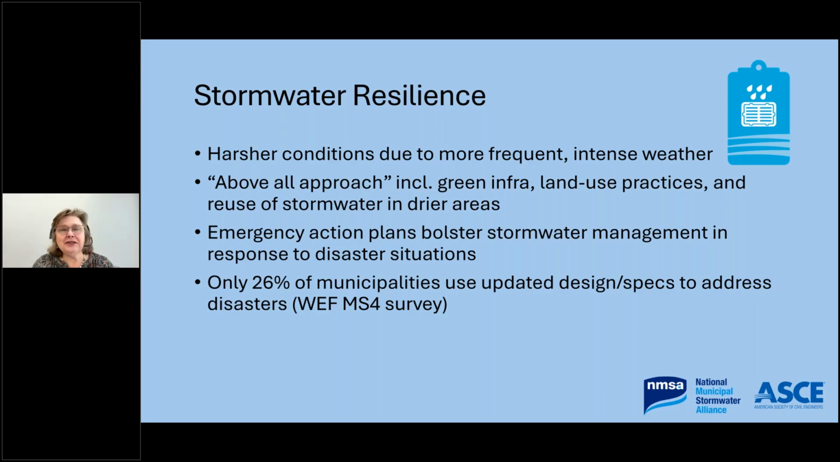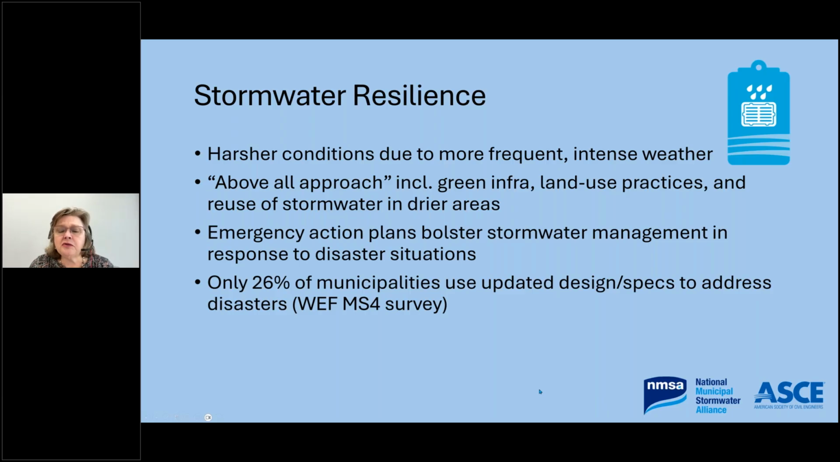This is kind of just a checklist of what we're going to go through. We know that resilience is better when we use an all-of-the-above approach, that we include green and gray infrastructure, that we look at those land use practices. We even look at using stormwater as a solution to drought by looking at those relations to others' resilience. We know that our emergency action plans, that an emergency, as unfortunate and undesirable as it is, is often the most opportune time to implement resilience so that people don't go through this again.